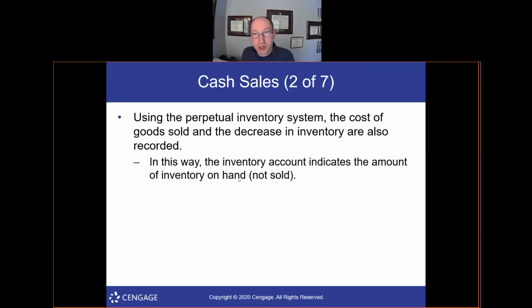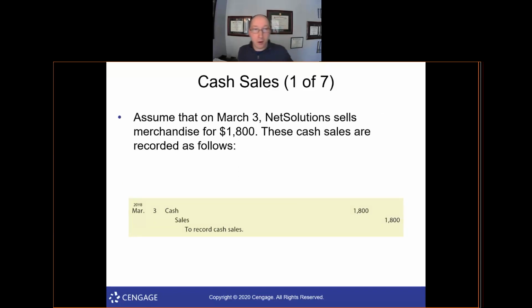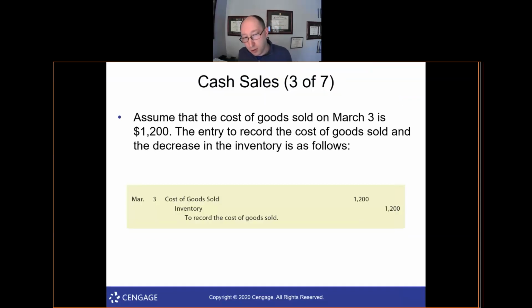Using the perpetual inventory system, cost of goods sold and decreased inventory need to be recorded. So here's what it looks like. Now remember, I sold $1,800 worth of inventory. I increased my cash because I got cash from my customers, and I increased my sales by that same amount. Now I need to reduce my inventory because I just sold that inventory, right? So to do that, I debit cost of goods sold to increase cost of goods sold, and I credit inventory to reduce the inventory.